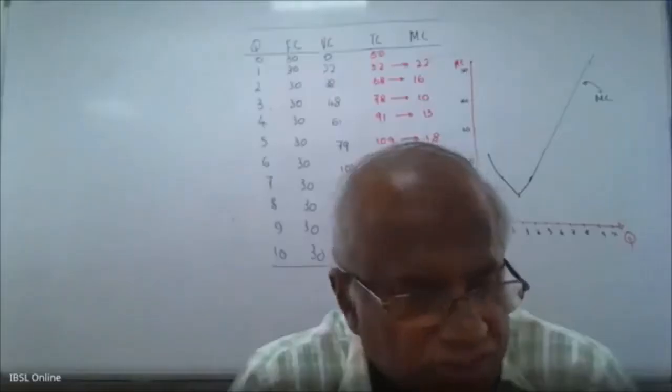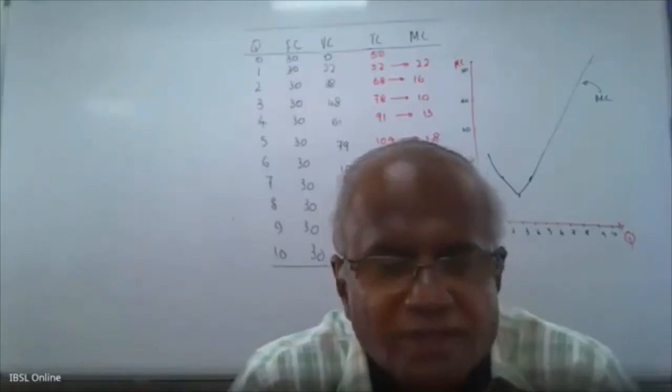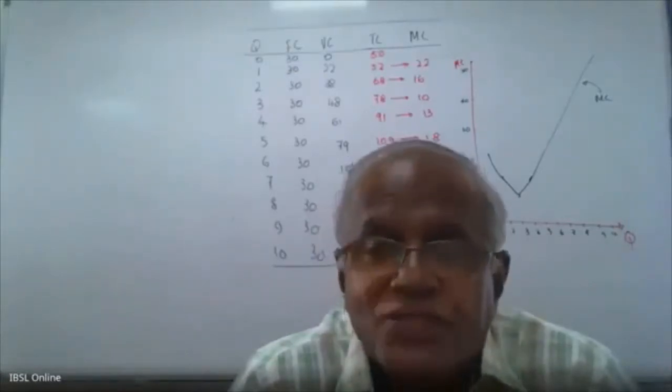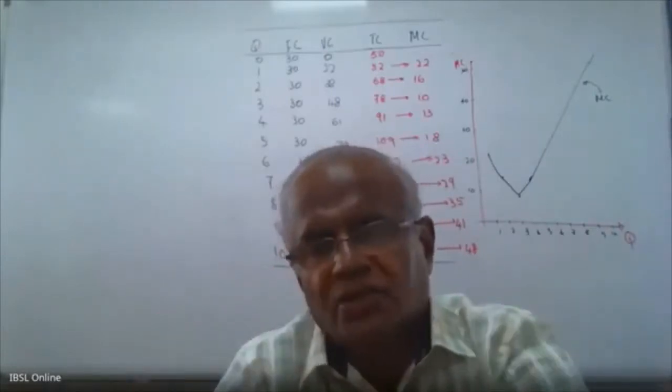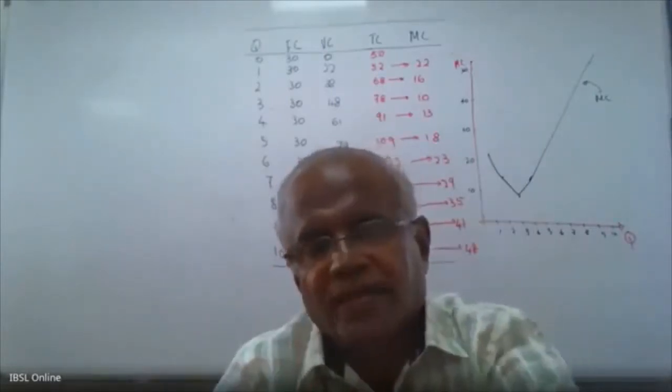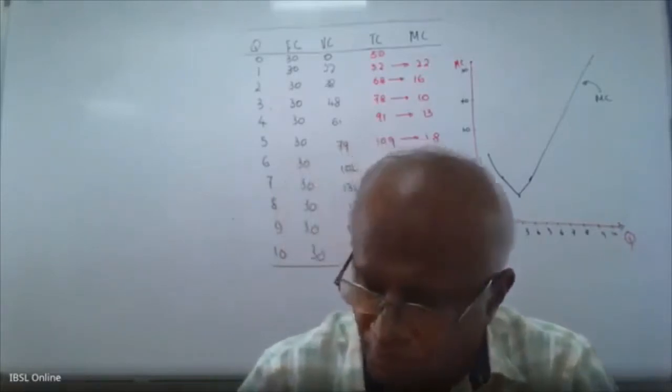Because there is a fixed cost. Yes, when the firm doesn't produce any output, there is a cost. Therefore, it is short run. This cost structure represents the short run cost of the firm, behavior of the firm, right? Now you can draw this one.